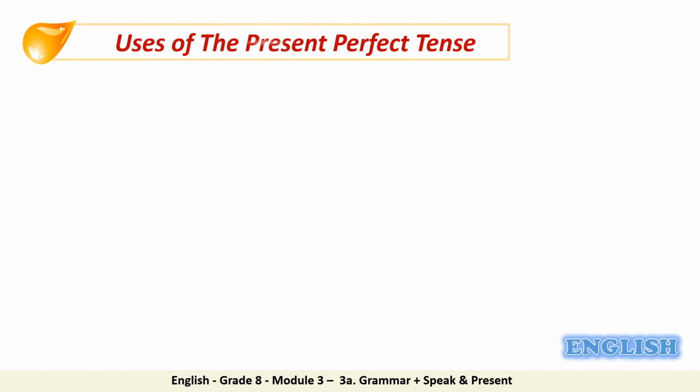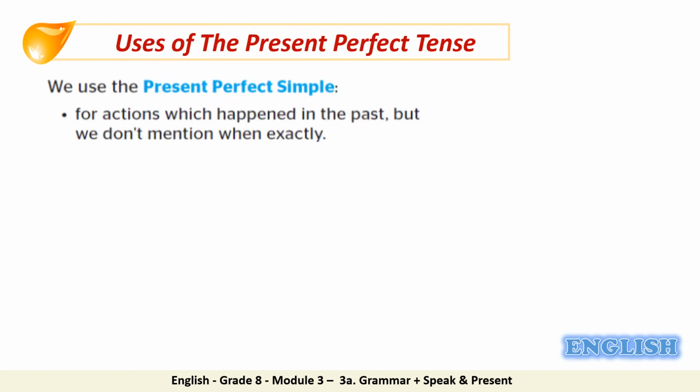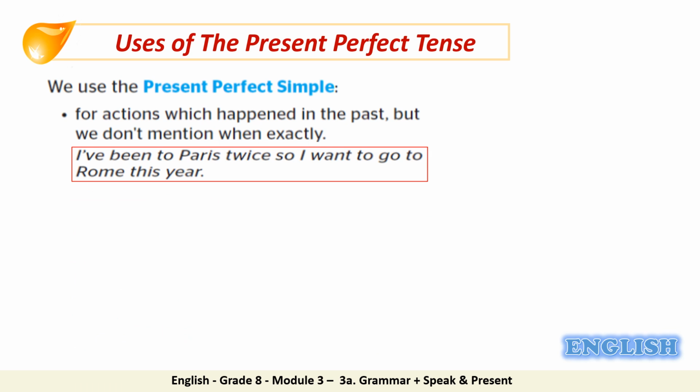Now let's have a look at the uses of the present perfect simple. We use the present perfect simple for actions which happened in the past, but we don't mention when exactly. Like if I say, I've been to Paris twice, so I want to go to Rome this year.